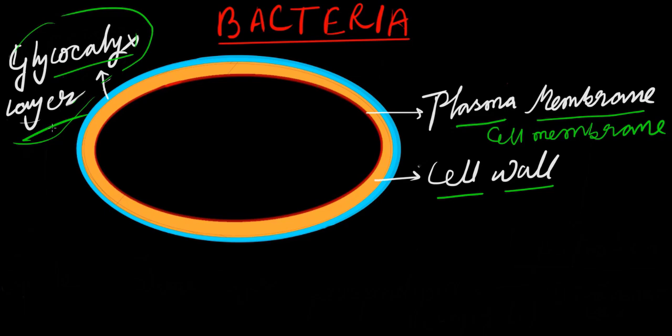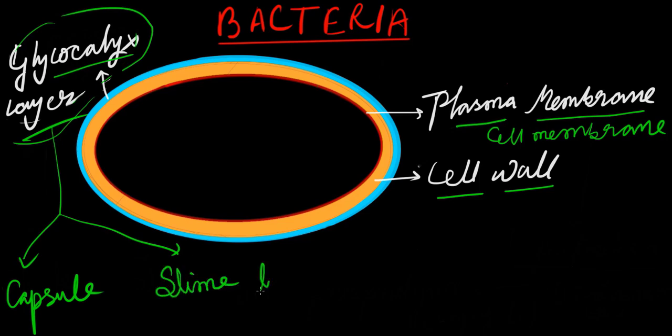Mainly two kinds of glycocalyx layer are present. If the glycocalyx layer is tightly attached, we call it a capsule. If this layer is loosely attached, we call it a slime layer. This layer protects bacteria from our macrophage cells, because macrophages can't engulf the bacteria due to the presence of the glycocalyx layer. Okay, so now we will understand the innermost layer, which is the plasma membrane.